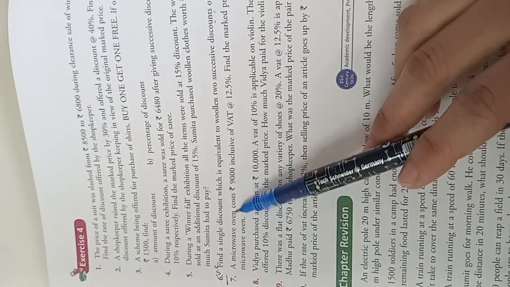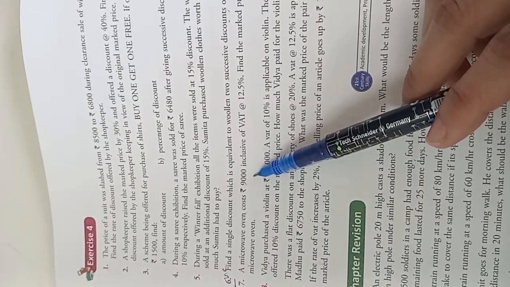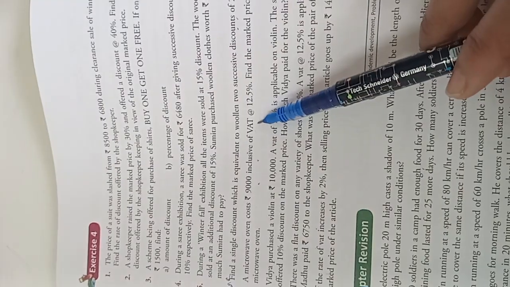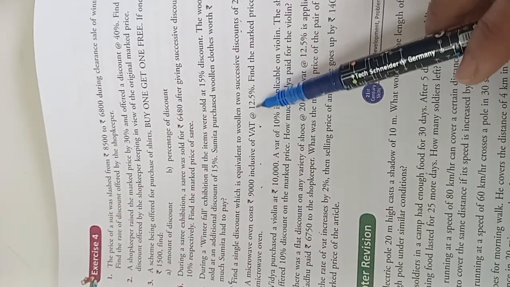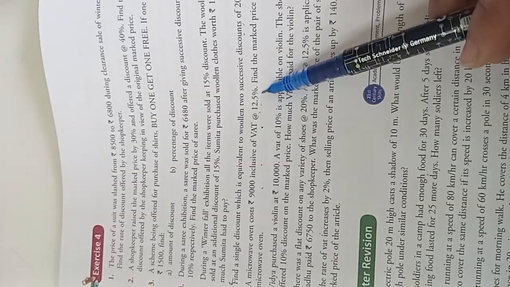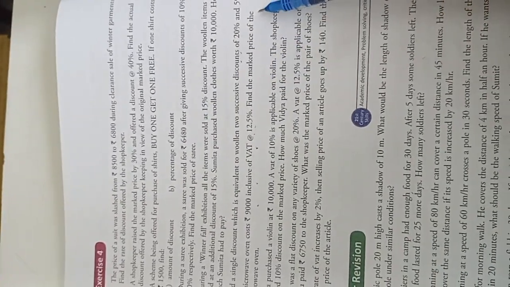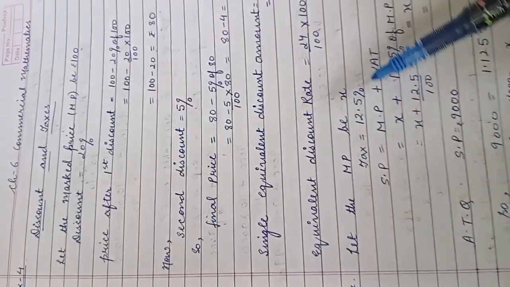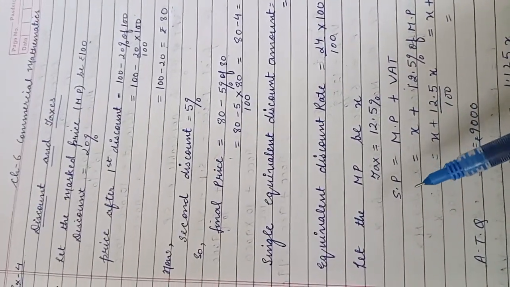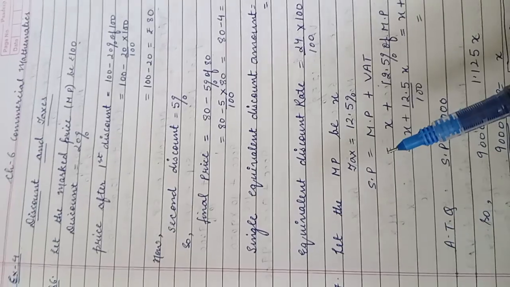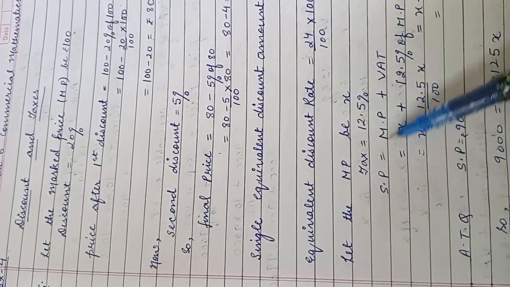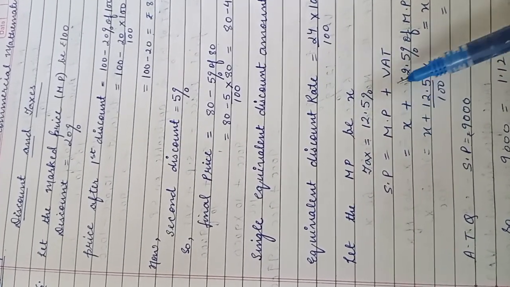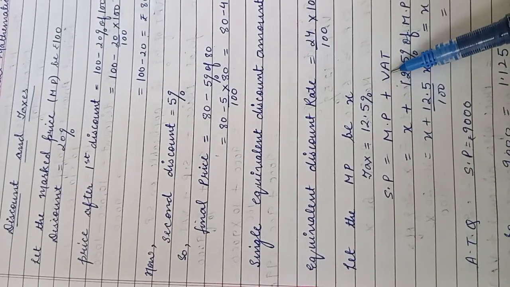Coming to the next question, question number 7. A microwave oven costs rupees 9,000 inclusive of VAT, that is value added tax, at the rate of 12.5%. Now you have to find the marked price. Okay, so let the marked price be X. The tax which the question has given is 12.5%. And then the selling price. What will be the selling price in this question? Marked price, the price which is listed, plus the extra money, that is the value added tax.